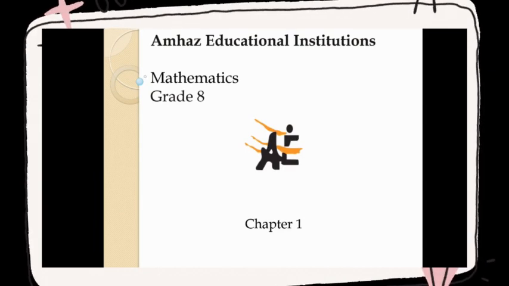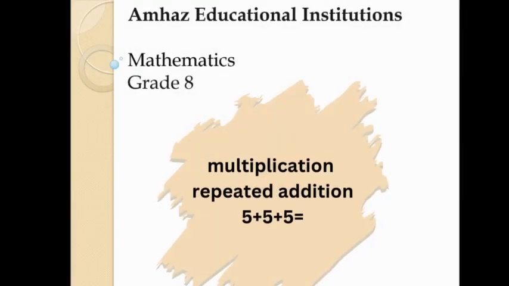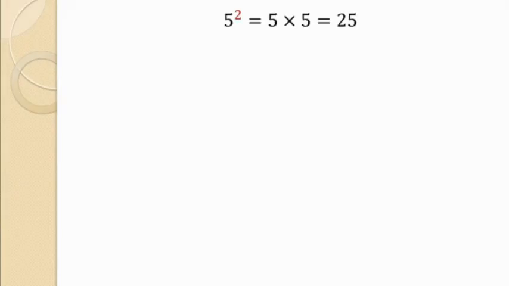Our first chapter for this year is about powers. As we said before, multiplication is a process used to express a repeated addition. For example, 5 plus 5 plus 5, I can write it as 3 times 5. Now, power is a way used to express repeated multiplication.